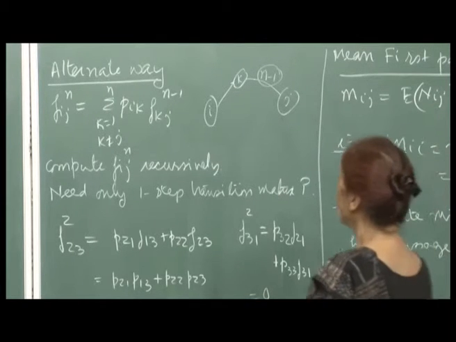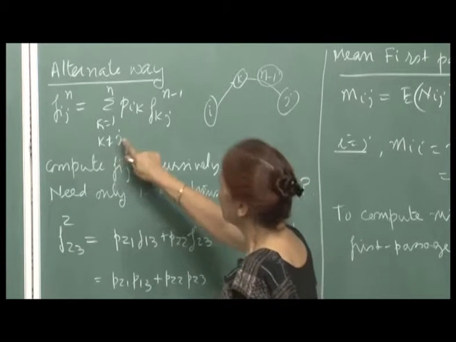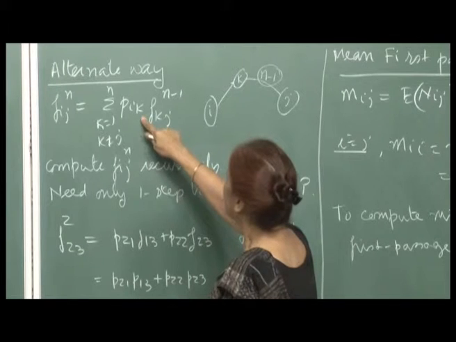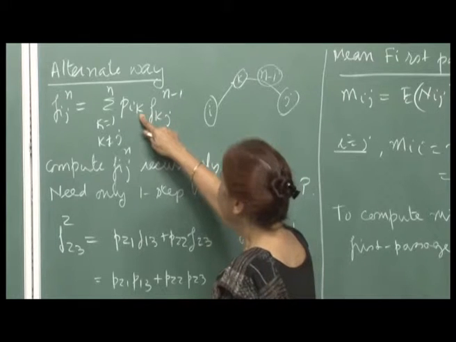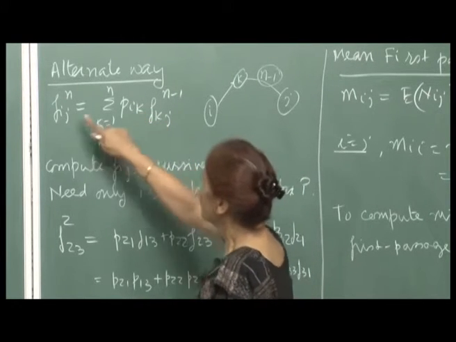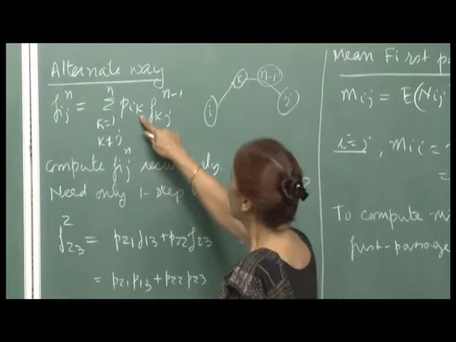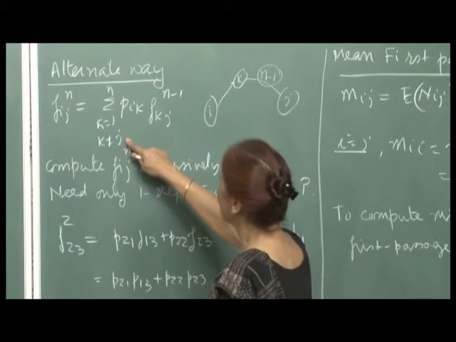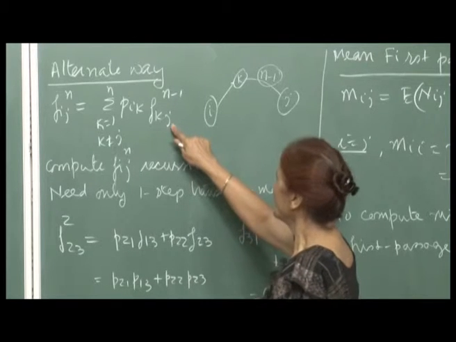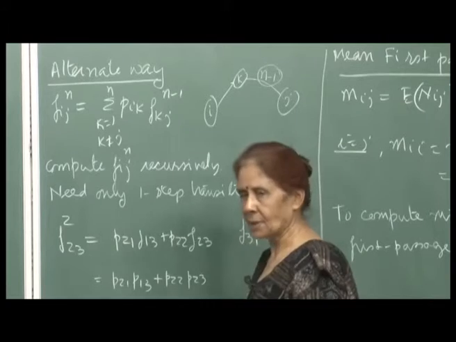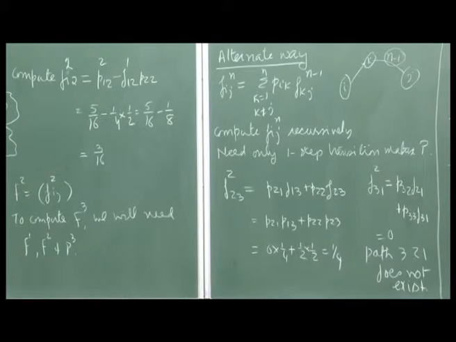So, the argument is okay, right, because I have to move out from i to some k, and so k should not be j obviously, because I have to visit j for the first time. But then that means I will definitely visit some other state from i to k in one step, since I want to visit j from i in n steps. So, in the first step I will definitely go to a state which is different from j, and then I need f_kj(n-1). So, from k to j I should visit j for the first time in n minus 1 steps. So, this is a neater way of computing your first passage probabilities.